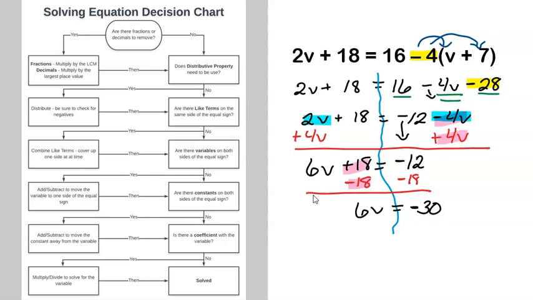Now, from there, do I have a coefficient with my variable? 6 times v. Yes, I do. Coefficients are always multiplied. Inverse operation is division, so I'm going to divide by 6 on both sides, which leaves me with just my v on the left. And then on the right, I have negative 30 divided by 6. Okay, so division rules, if the signs are different, the answer is a negative. So I'm going to know it's a negative. 30 divided by 6 gives me 5. So v equals negative 5.